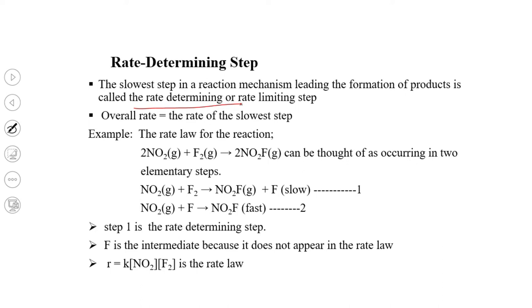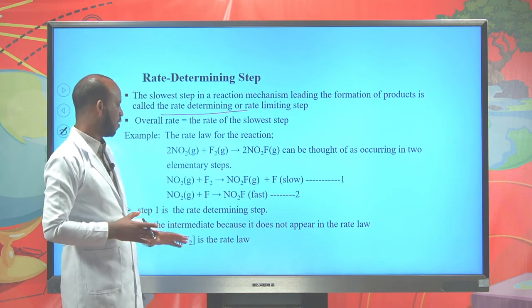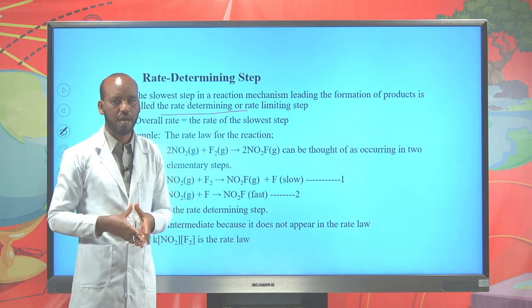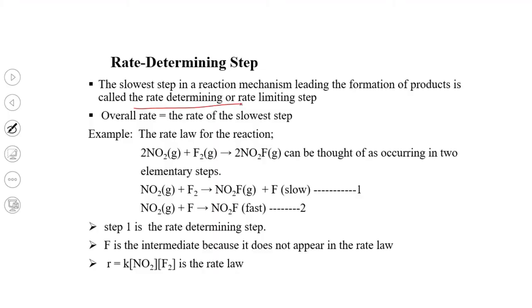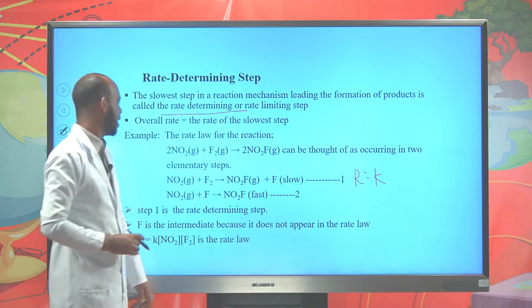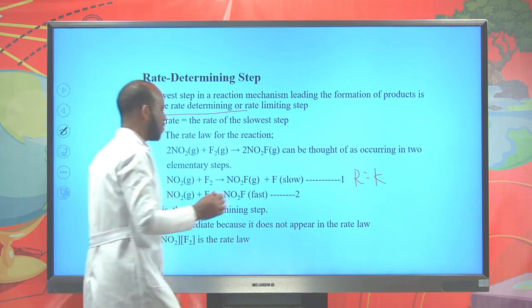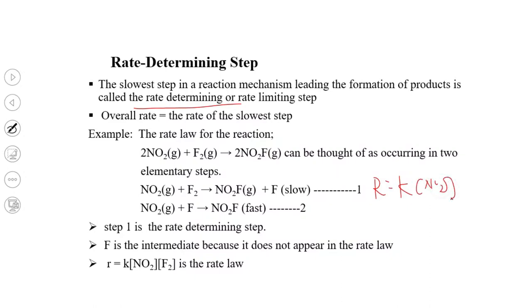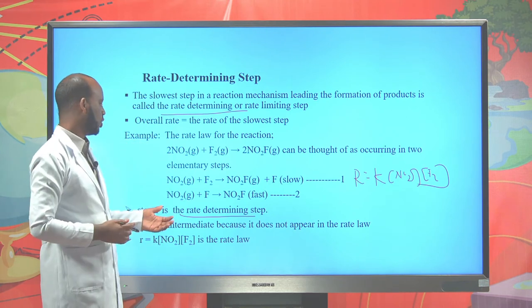For example, the rate law for the reaction 2NO2 gas plus F2 gas to form 2NO2F gas can be thought of as occurring in two elementary steps. As we said, for a reaction having multiple steps, the slowest step is the rate determining step. Therefore, the rate of this reaction equals k times the concentration of NO2 to the power 1 times the concentration of F2. Step 1 is the rate determining step, because step 1 is the slow step.